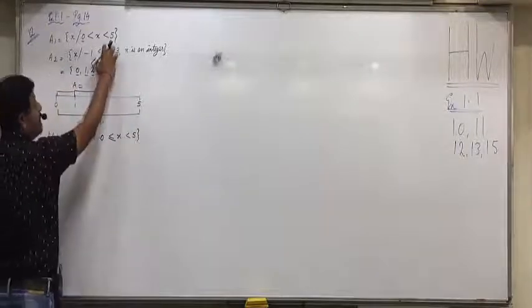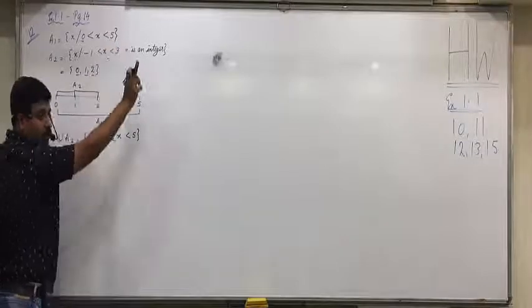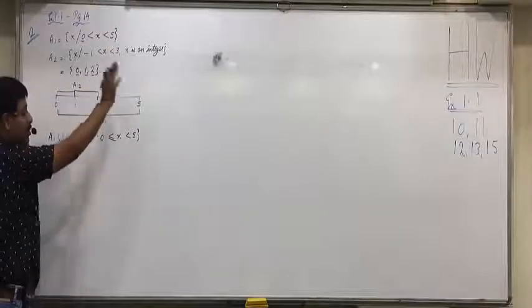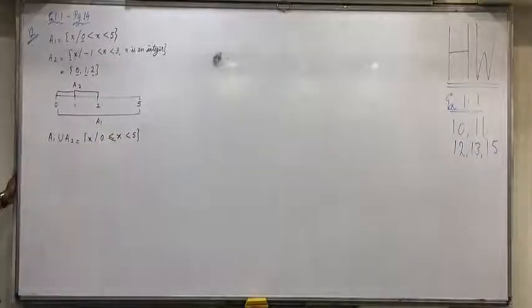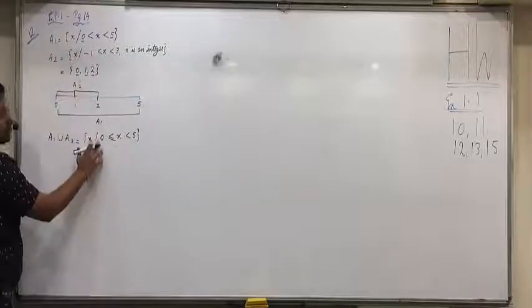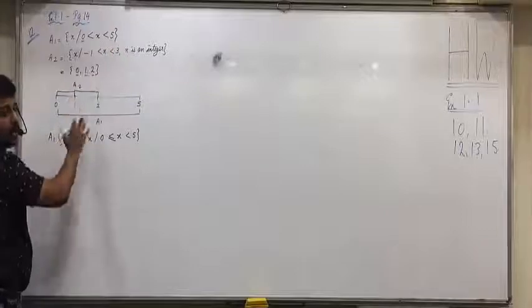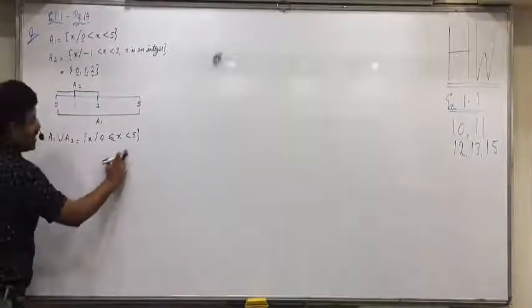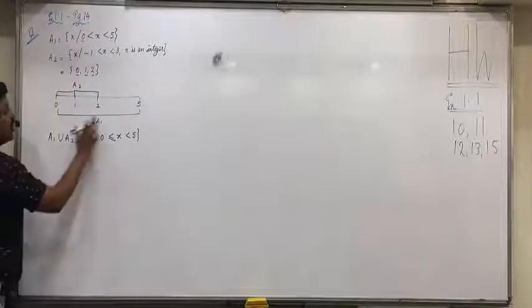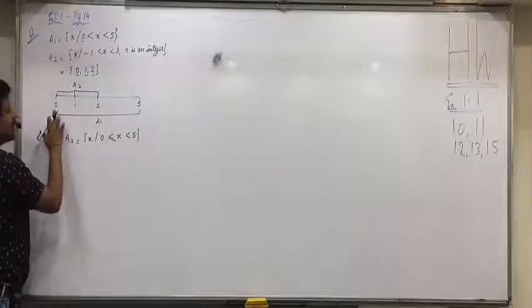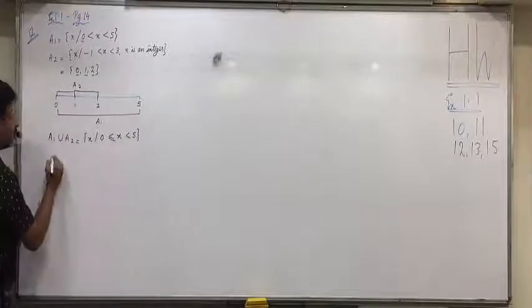5. Is it there in A1? No, equal to is not there. Is it there in A2? No, so it will not be included. In union, you include it if it is there in A1 or A2 or both. 0 is there in A2, so it is included. 5 is neither there in A1 nor in A2, so it is not included. So this is A1 union A2: 0 to 5, which includes 0 but does not include 5.